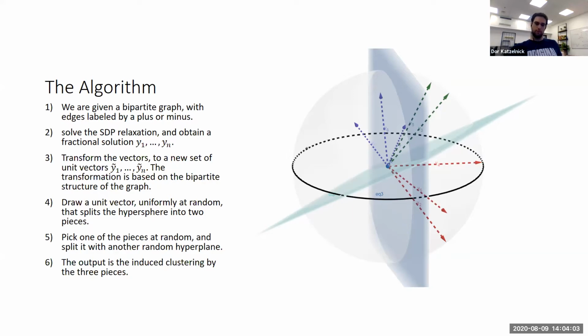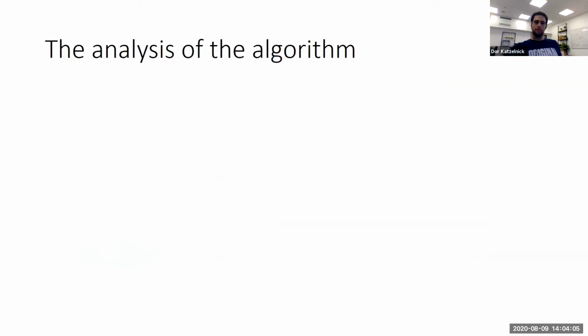Okay, so you can see in the analysis of the algorithm that this algorithm, with the right choice of the transformation, achieves the 0.254 approximation for the MaxCorr on bipartite graphs. All the analysis of the algorithm is discussed in our paper.